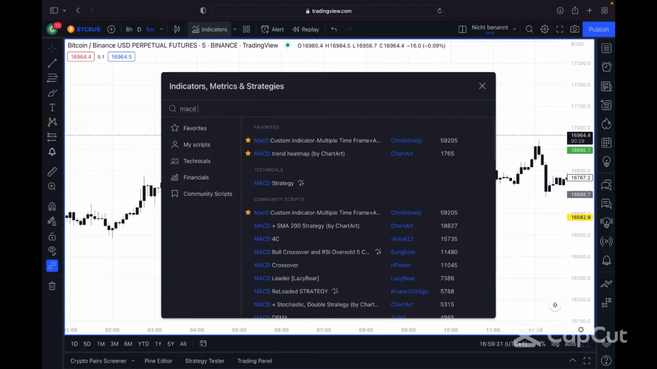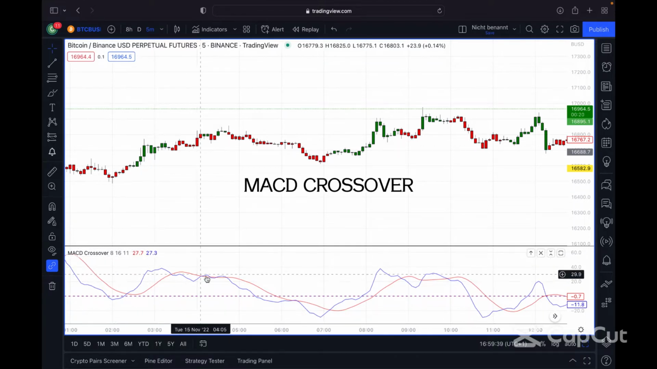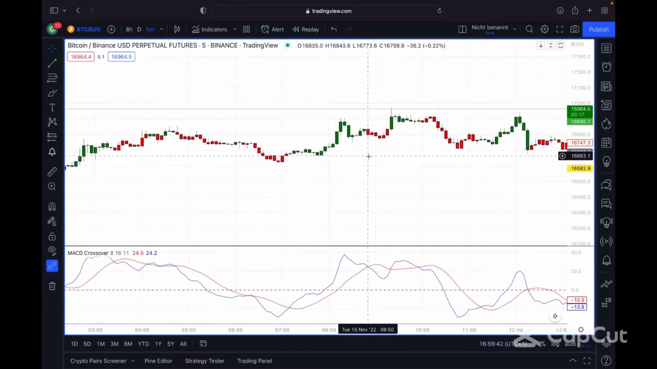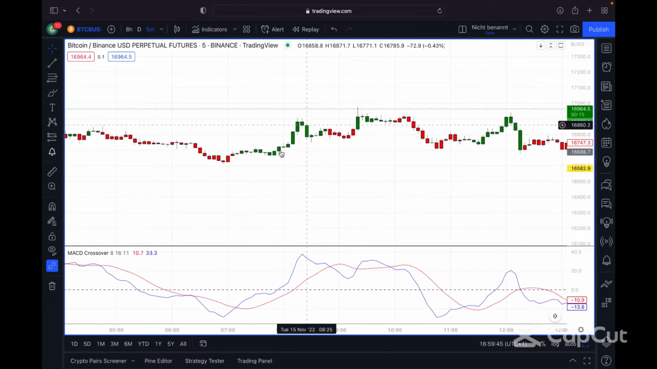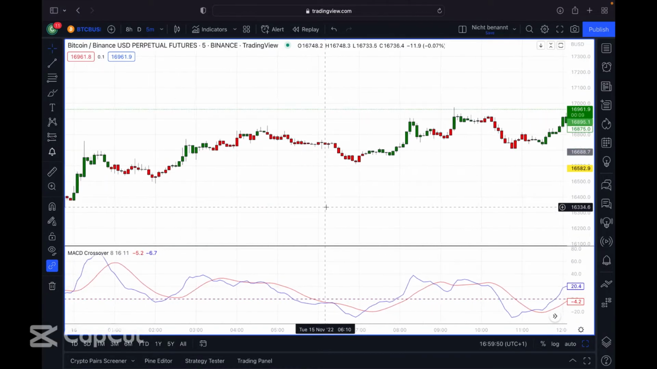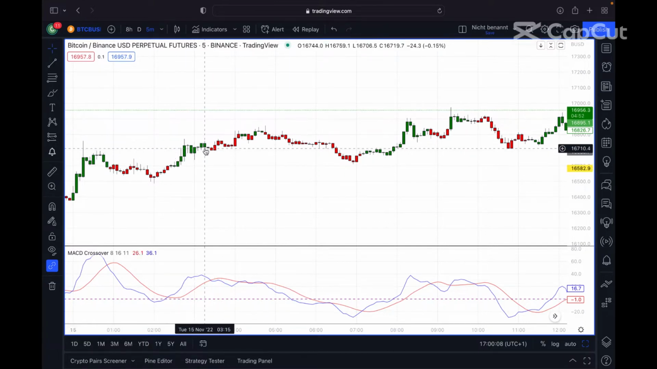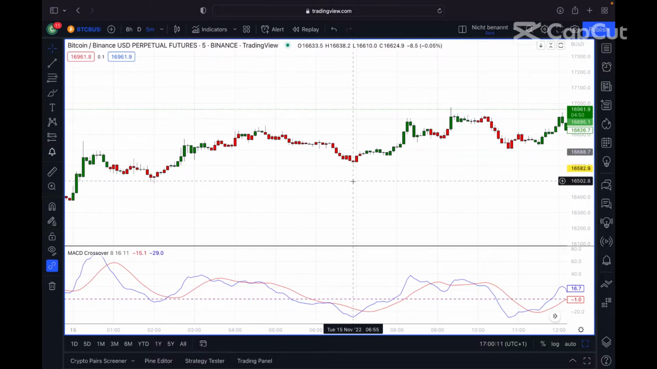The first indicator is the MACD crossover. As you can see, as I put the MACD crossover on our chart, the candlesticks change color according to the MACD. This is a huge advantage for us because as a scalper we need to make quick decisions, and here we can definitely see if we are in an upwards momentum or a downward momentum.